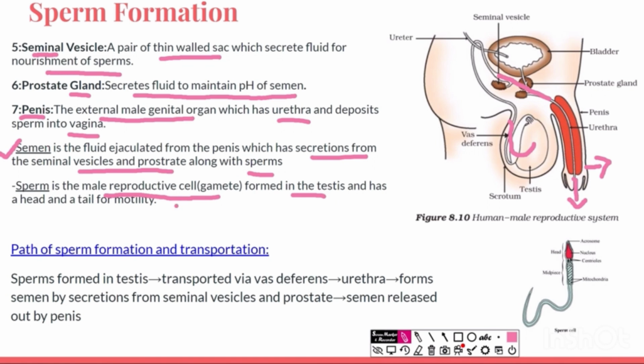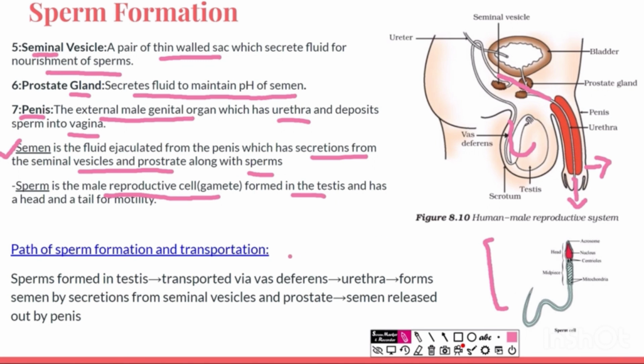Sperm is the male reproductive cell. This is the structure of the sperm. So sperm has a head like structure which is called the acrosome. Then it has a middle piece and then it has a long tail. This tail is responsible for the movement or the motility of the sperm. So this is the basic structure of the sperm.